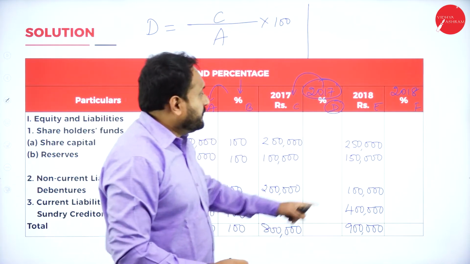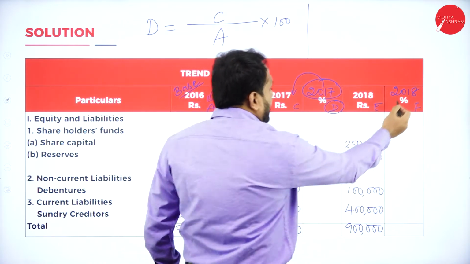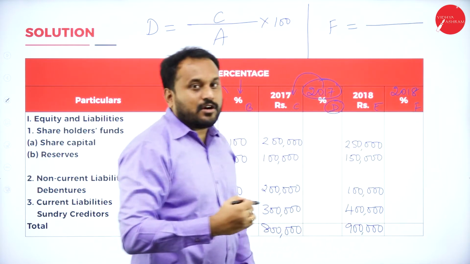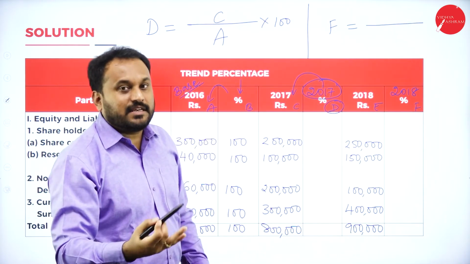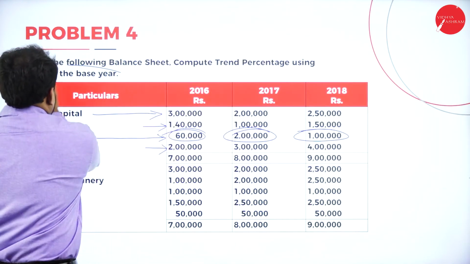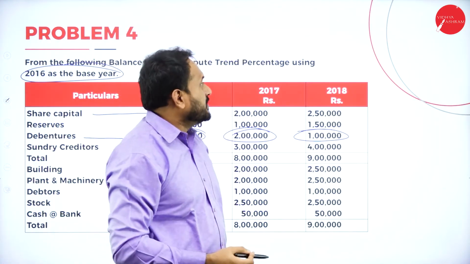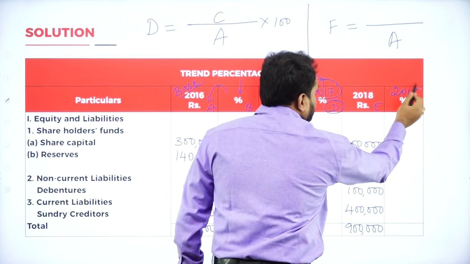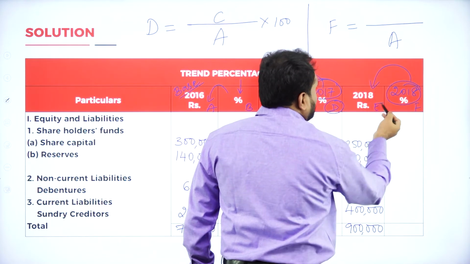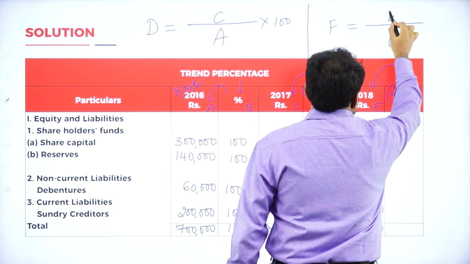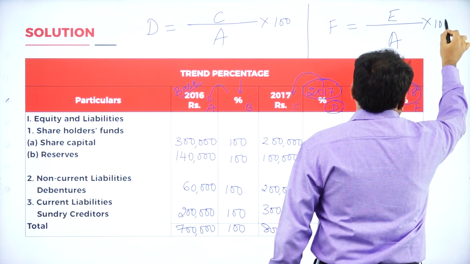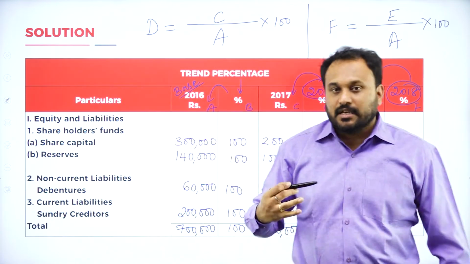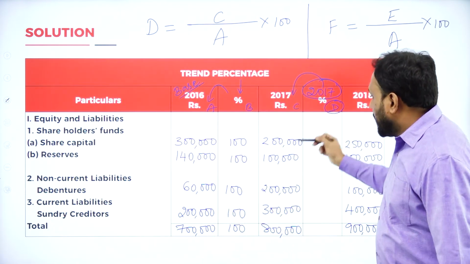The same way for F, how do you go with it? F is equal to the numerator denominator combination. The denominator is the base. Which is the base? See here, 2016 is the base here. So base here is 2016, which is A. We need to calculate 2018 percentage. So we'll calculate with 2018 only. So it is E into 100. This is what we are supposed to go with. This is called the trend analysis calculation. So this is done. Now how to find this?